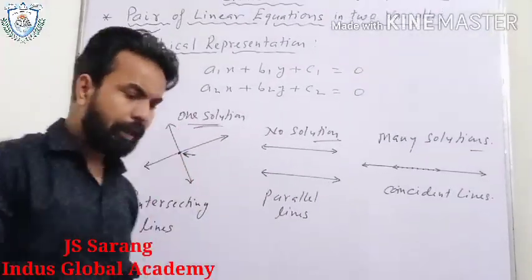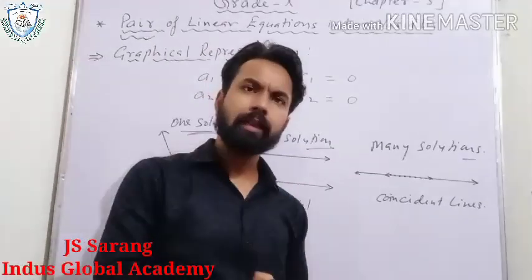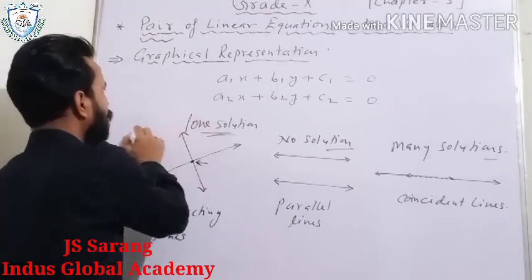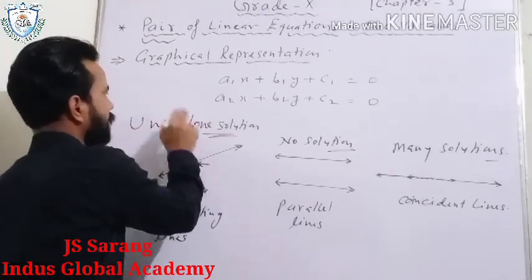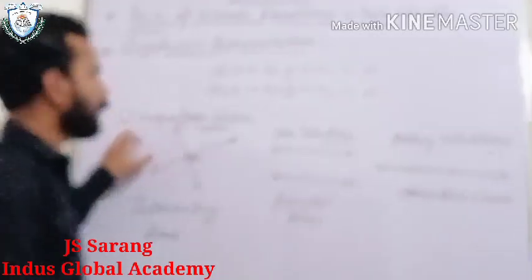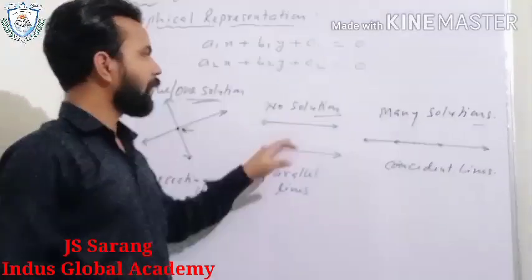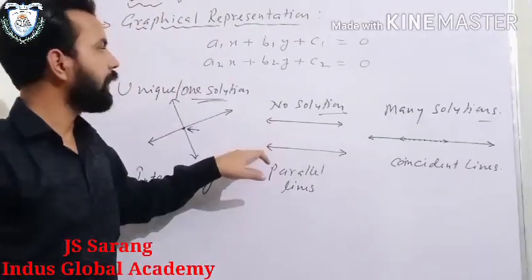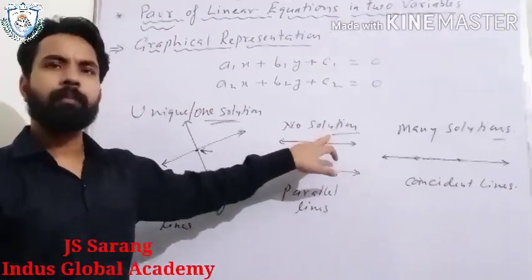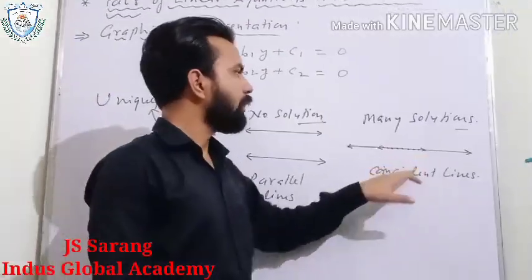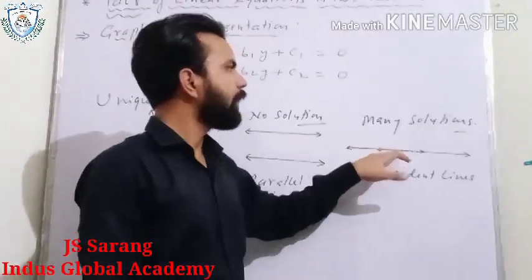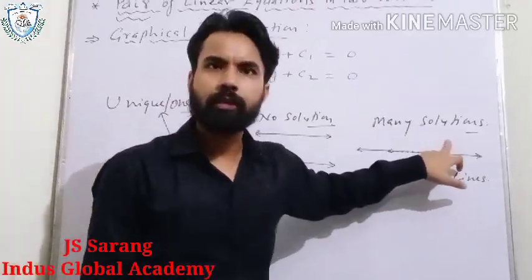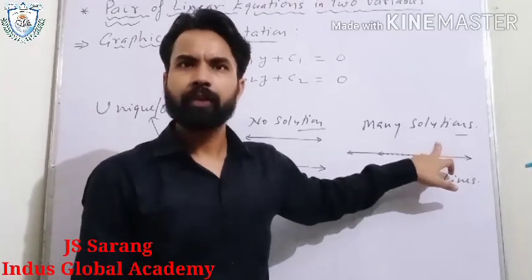If the pair of linear equations intersect at a point, that means it has one solution, also known as a unique solution. Or if they are parallel lines, that means there are no intersecting points, so this pair of linear equations in two variables has no solution. Or if two lines are coincident lines, that means there are infinitely many intersecting points, so they have many solutions. Hope it is clear to everyone. Understood?